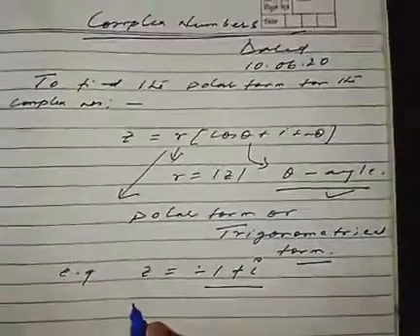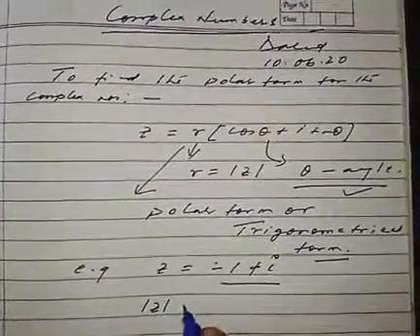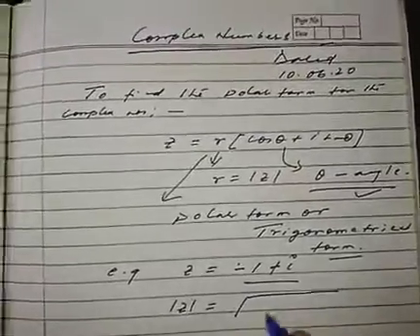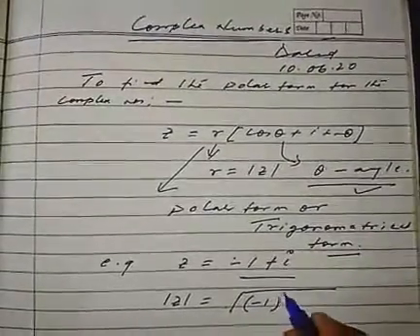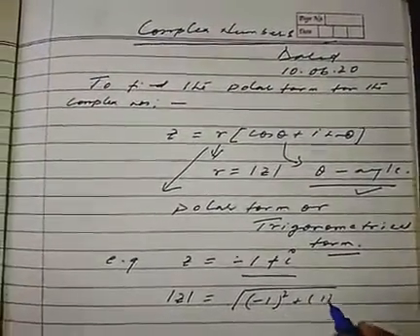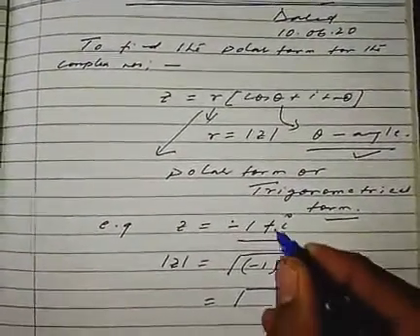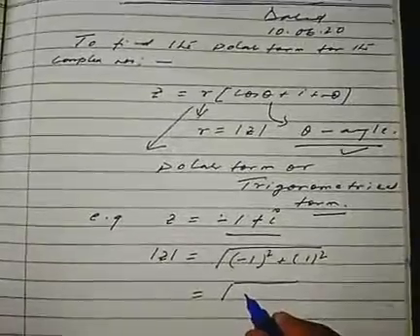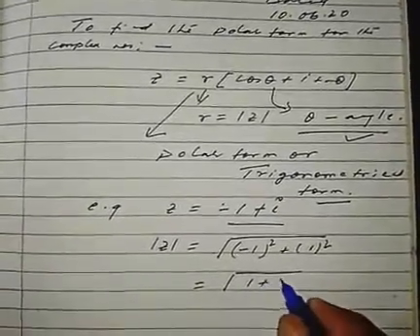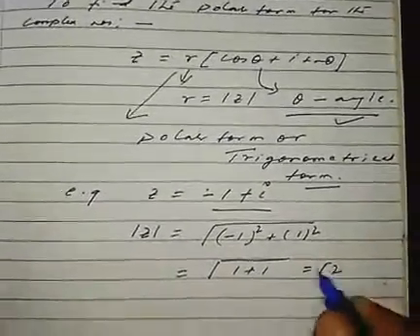First of all, we will find the mod of z. What is the mod of z here? That will be root under minus 1 squared, the real part squared, plus 1 squared. Why 1 squared? Because 1 is the coefficient of i, so this is the imaginary part. So 1 plus 1, this is root 2. Root 2 is the mod z.